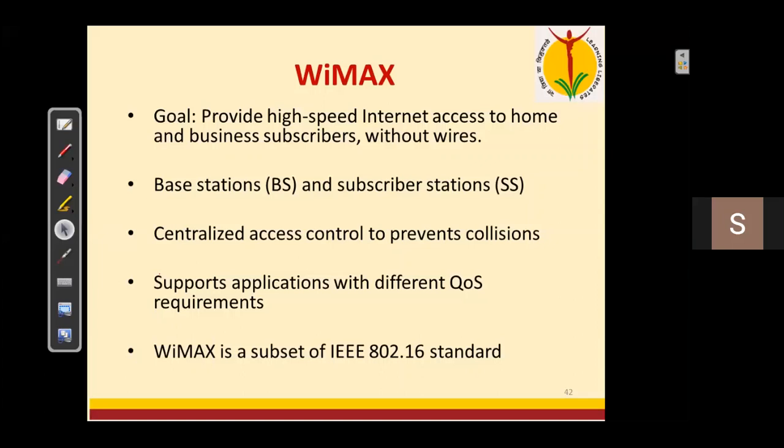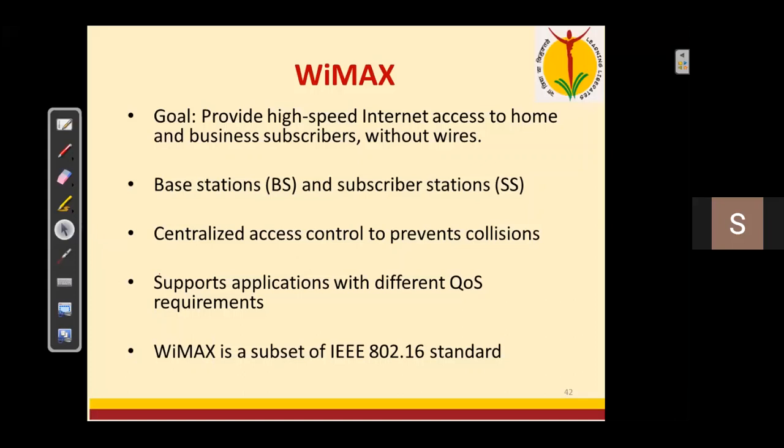And through this centralized access control, we can prevent the collisions of the data from the different subscribers. So you know how this mobile works: though we are talking from one subscriber to another subscriber, there is no direct connection. Your signal goes to the base station which belongs to that particular cell area, and then it is diverted to the other subscriber with whom you want to communicate.